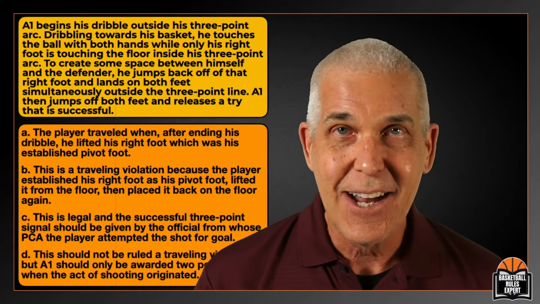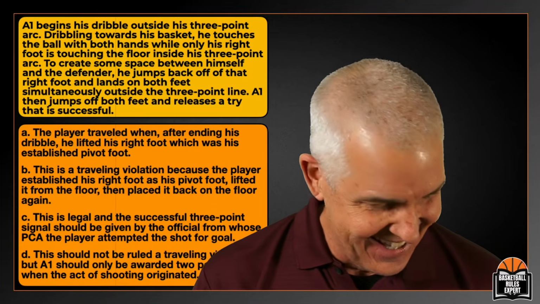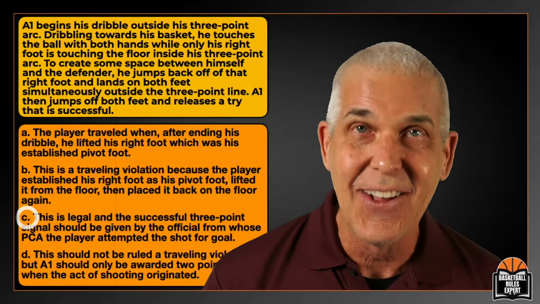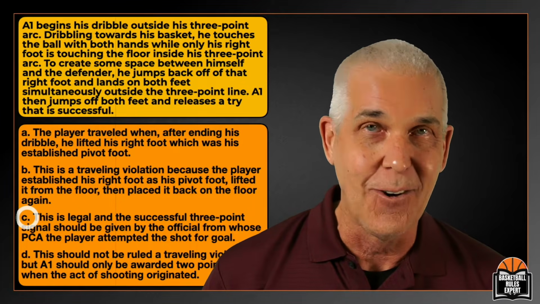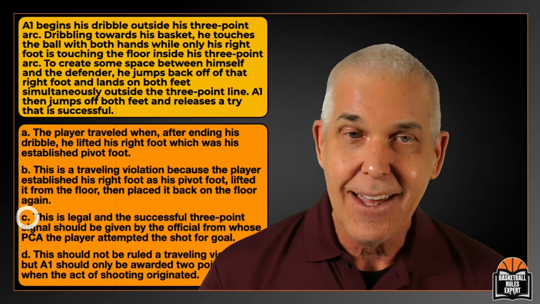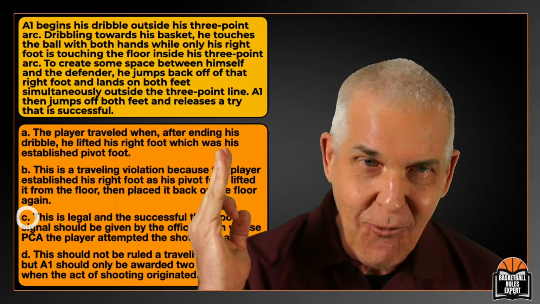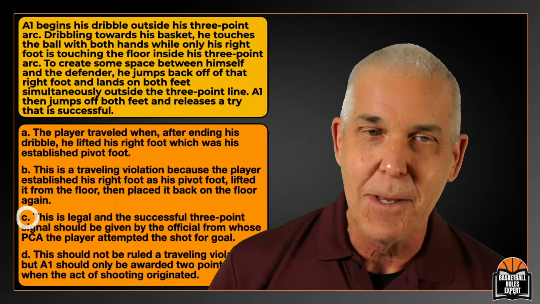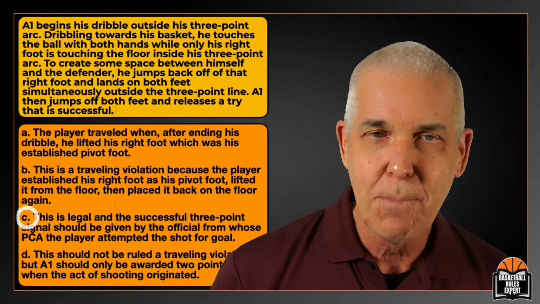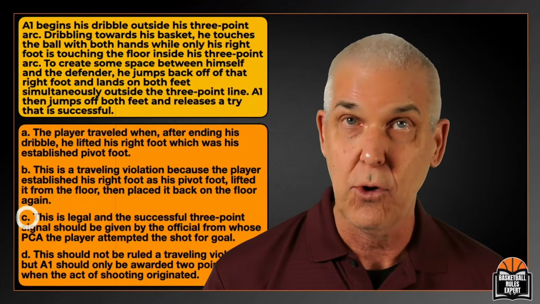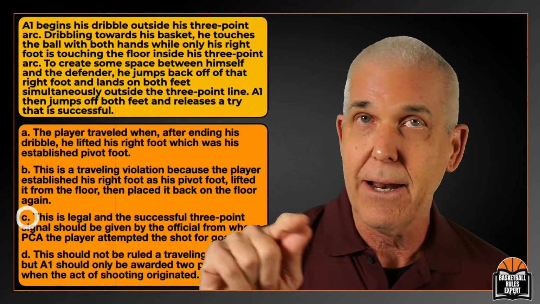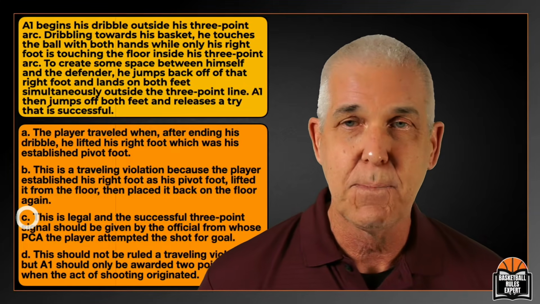And of course, the correct answer here is C. This is legal and a successful three-point goal. The signal, first, the shot should be marked by the official from whose PCA the player attempted the try for goal, because this is a three-point try by rule. The player ultimately left the floor from this position.